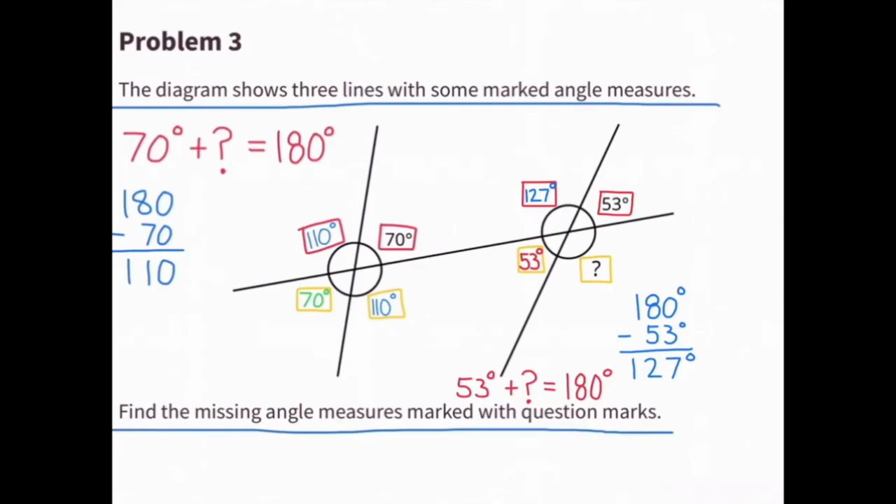And we can double check by adding 127 plus 53. That should equal 180 degrees. We can even add up the total of all four of these angles, and that should equal 360 degrees. 53 plus 127 plus 53 and plus another 127 should total 360 degrees.